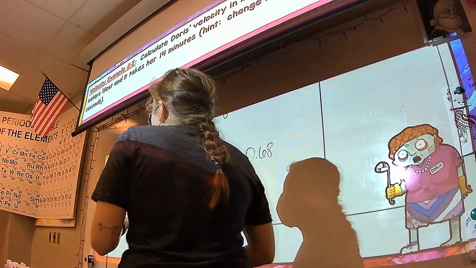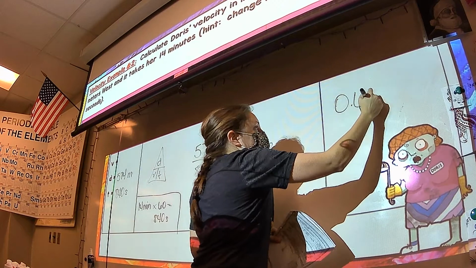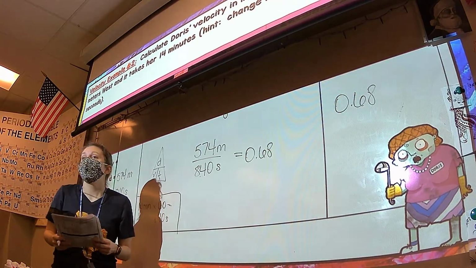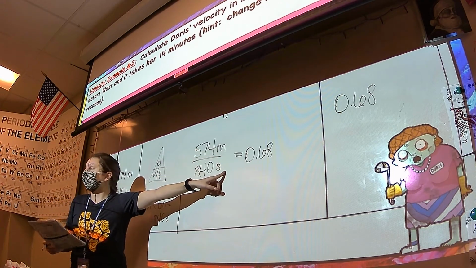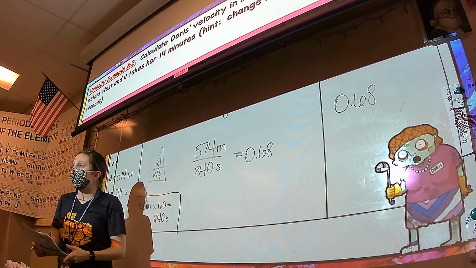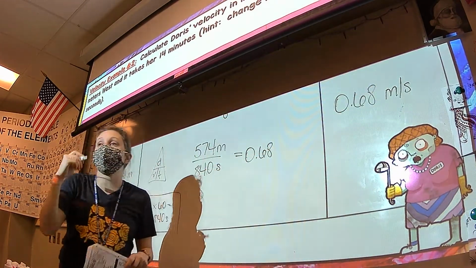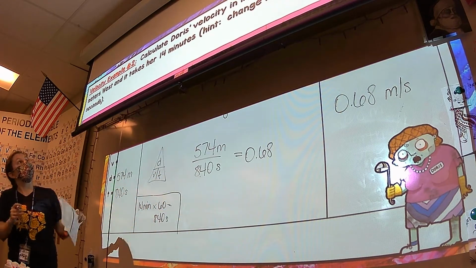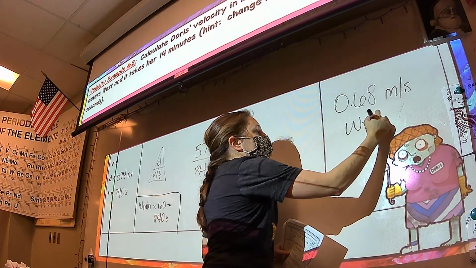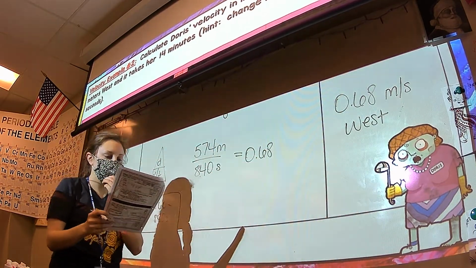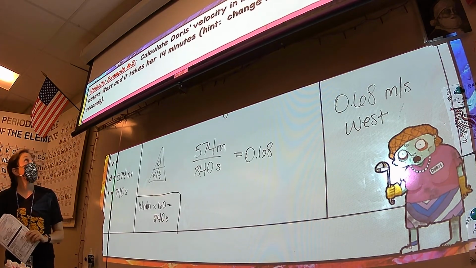Okay, so now my answer is 0.68. Does anybody have a guess on the unit? Meters per second, okay? So these two units cannot cancel out, because they're not the same. So we have to keep them both in our answer. So meters per second, and then velocity always has a direction. Which direction are we going in our problem? West. So 0.68 meters per second west. That is our example number 2.